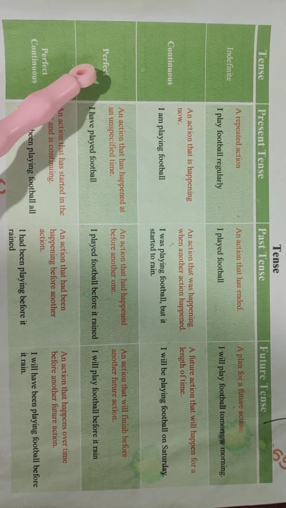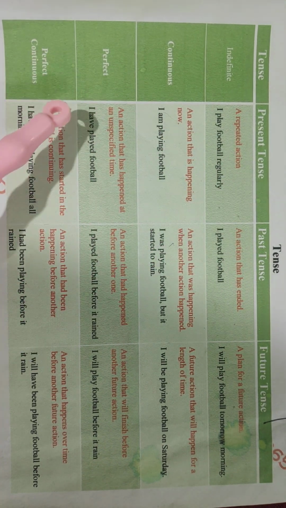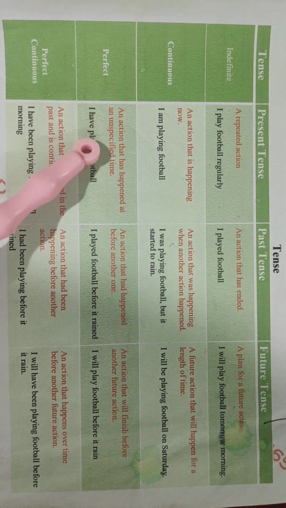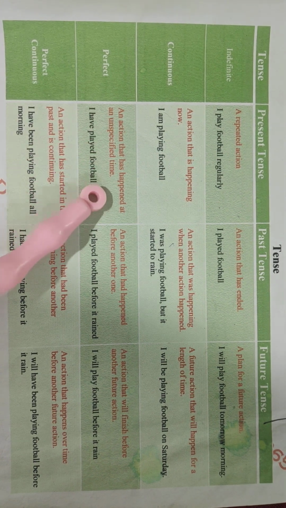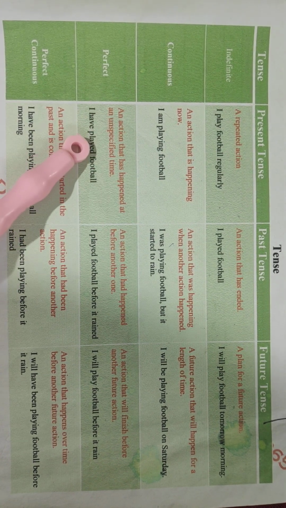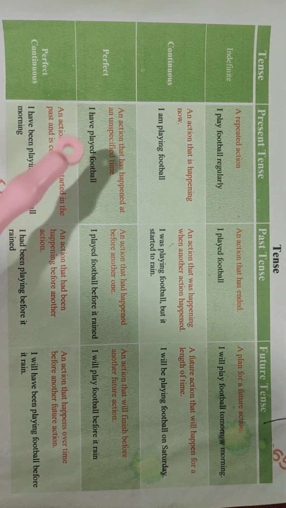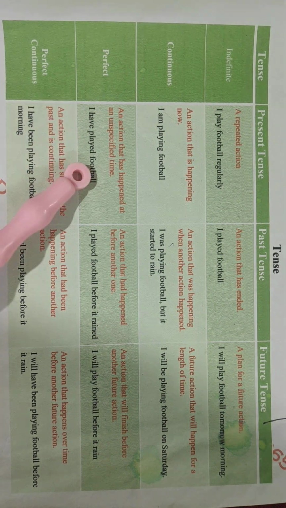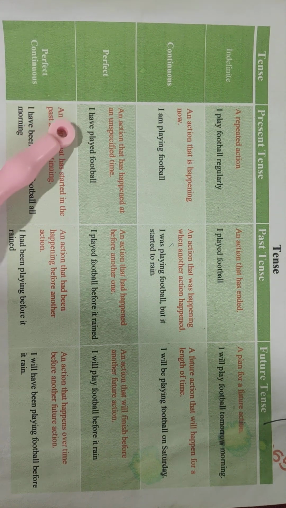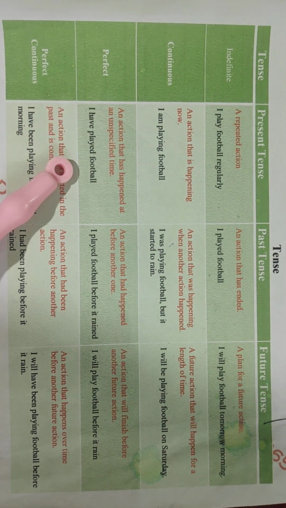Present perfect. An action that has happened at an unspecific time. So the action has been taken, but when it was taken is not mentioned. I have played football. So I have played football, but the time is not mentioned here.